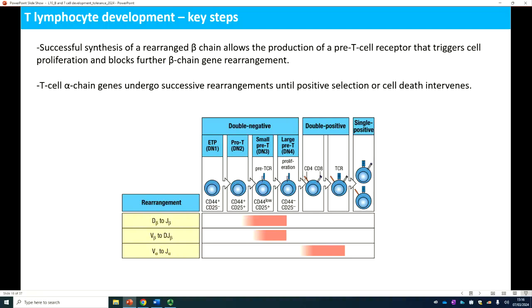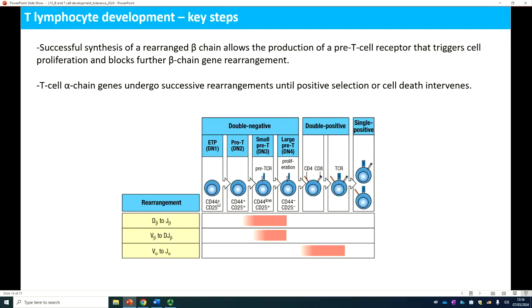So what we have is initially we're undergoing rearrangement of the beta chain. So we're getting our D to J rearrangement and then our V to DJ rearrangement. And once that occurs successfully, we're going to get the production of a pre-TCR, which you can see here, and we're going to get signaling through that, and that's going to prevent any more beta chain gene rearrangement. So we want to stop it once we've got a rearrangement that has been presented on the cell surface.